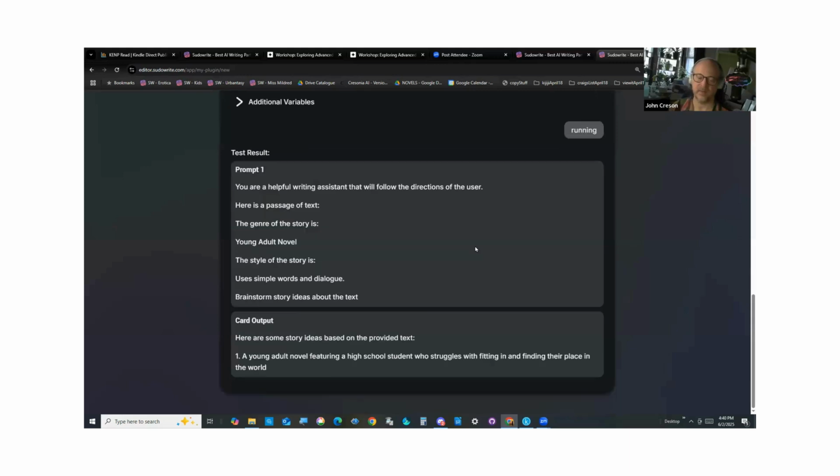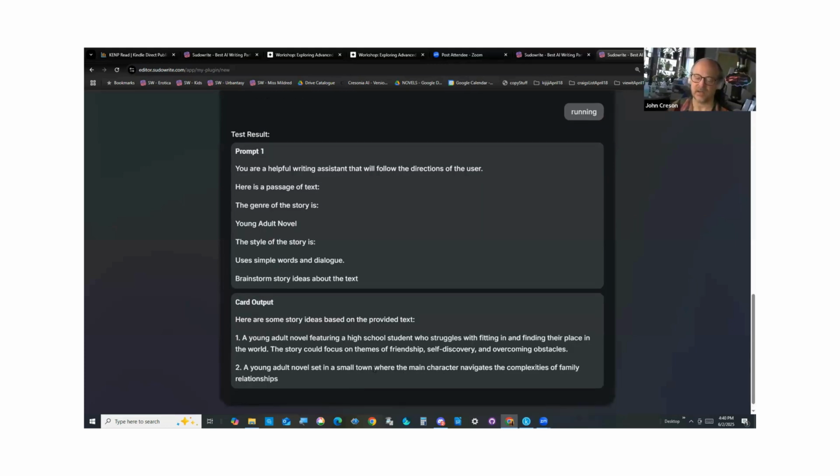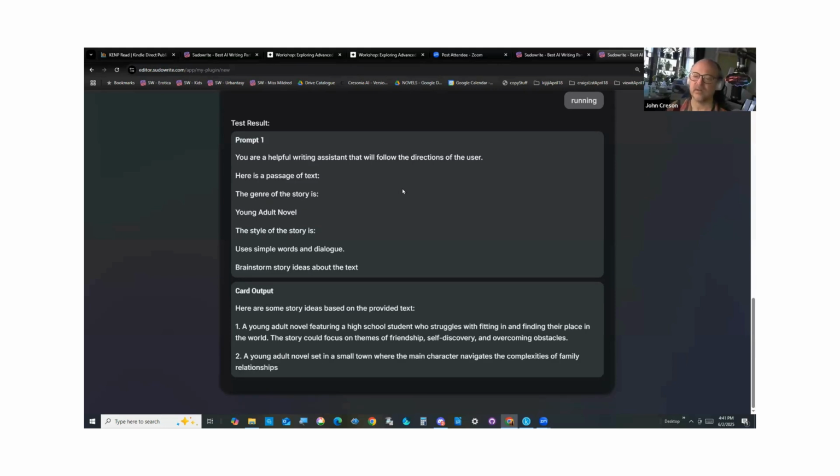Let's see. Oh, it came up with a young adult novel featuring a high school student who struggles fitting in, finding their place in the world. The story could focus on themes of friendship, self-discovery, and overcoming obstacles. Small town young adult novel navigates complexity of family relationship. Wow, this is really slow. I don't know, it's so slow.